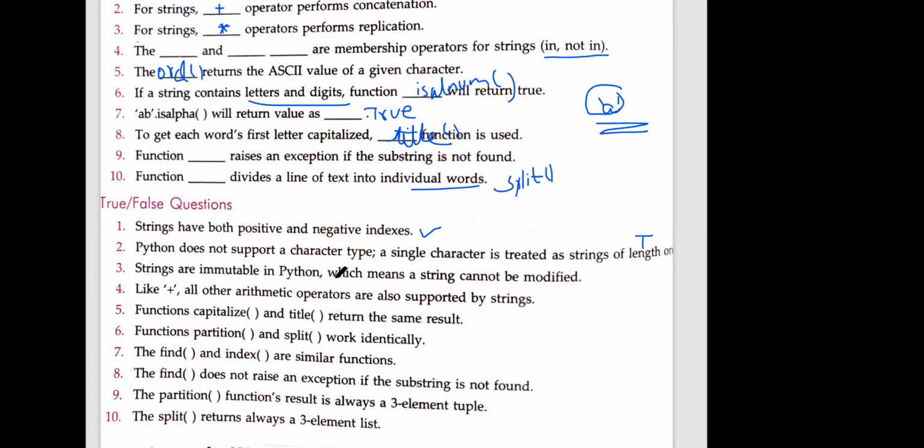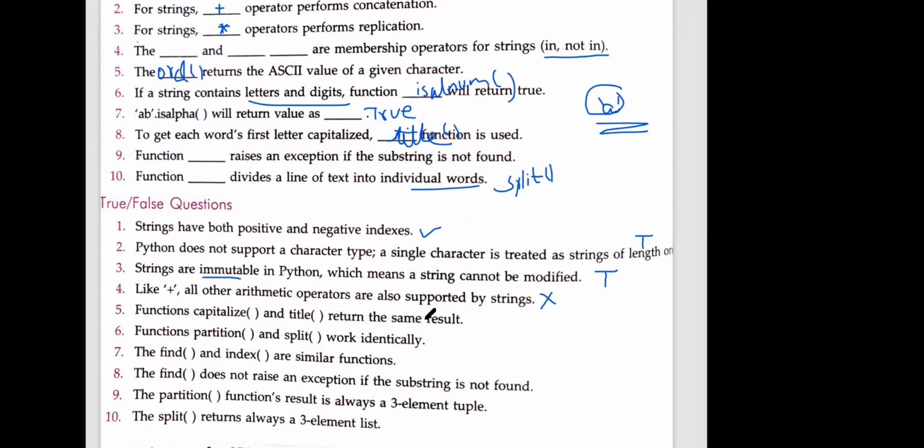Strings are immutable in Python, which means a string cannot be modified. True or false? Immutable or mutable? Strings are immutable. So this is true. We cannot make changes in the string. Then, like plus, all other arithmetic operators are also supported by strings. False. The reason is division is not supported.